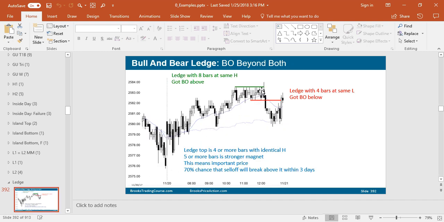Ledge top, ledge bottom. Went above the top, reversed down. Went below the bottom, reversed up. You don't necessarily get a trend reversal, but usually if you break below the bottom of the ledge, you at least test back above its high. If you break above the top of the ledge, you usually test at least a little bit back below the high.